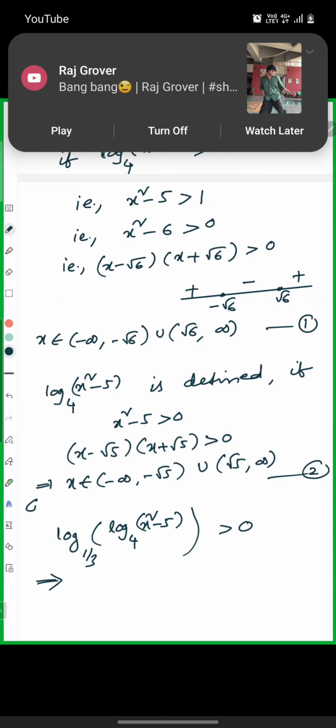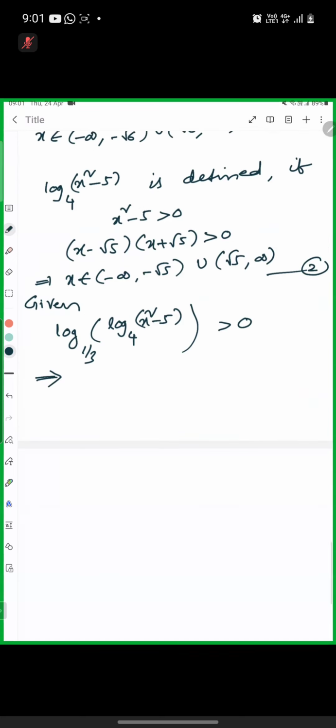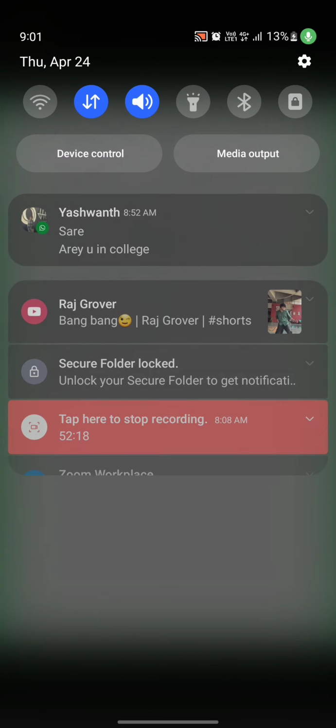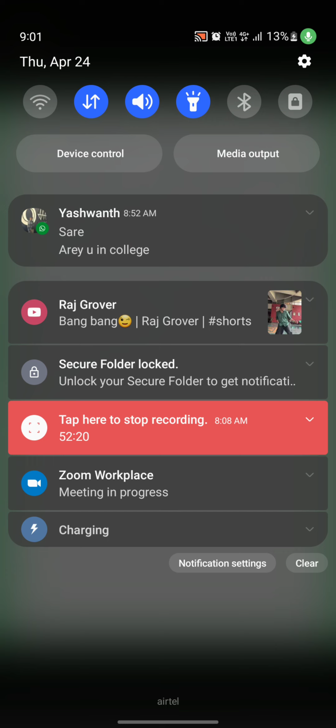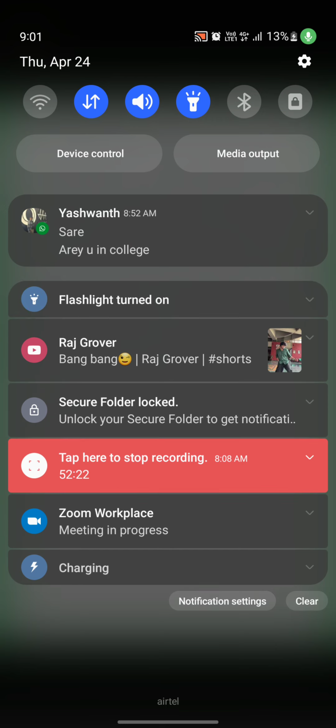This is given. Now listen. First, I am going to eliminate this log by using the definition. So now it will be log of x square minus 5 to the base 4 less than 1 by 3 power 0.